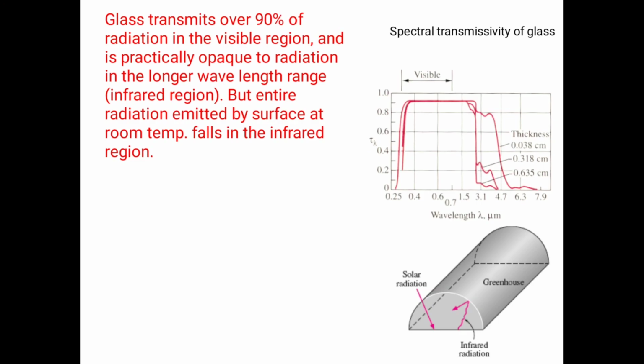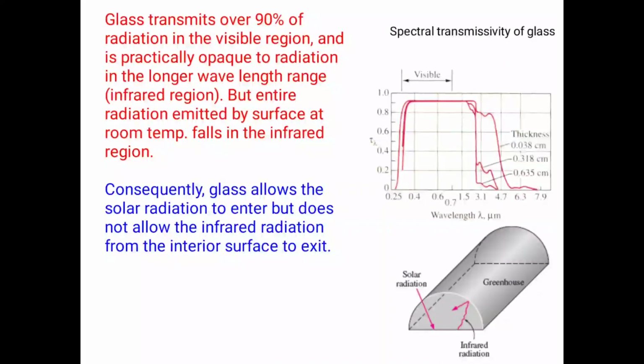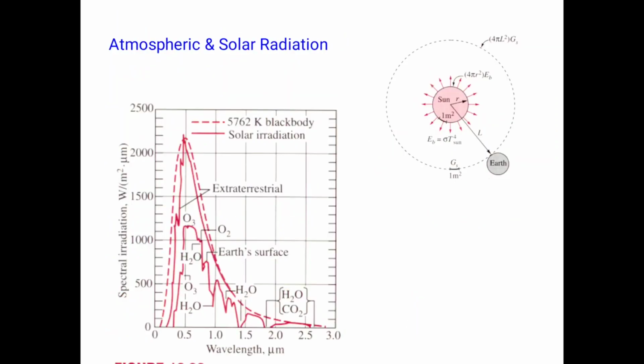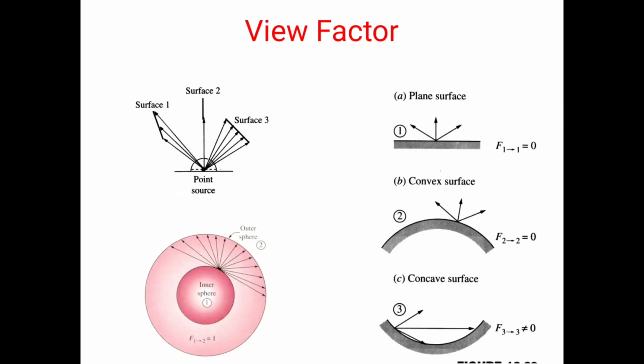Glass transmits over 90% of radiation in the visible region, and it is practically opaque to radiation in the longer wavelength range. But the entire radiation emitted by a surface at room temperature falls in the infrared region. Consequently, glass allows the solar radiation to enter but does not allow the infrared radiation from the interior surface to exit. This cause of rise in interior temperature is known as the greenhouse effect. It is atmospheric and solar radiation.